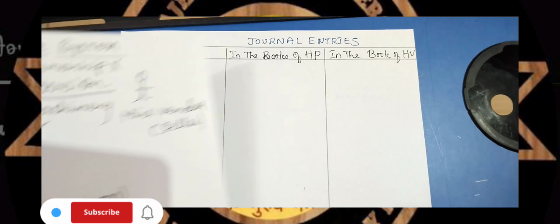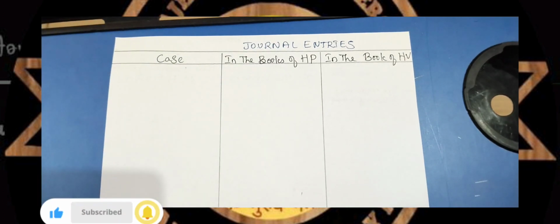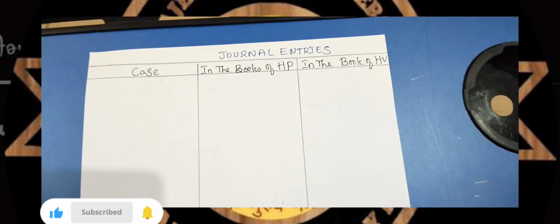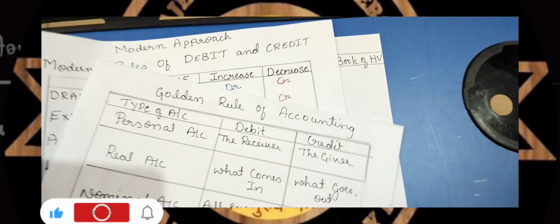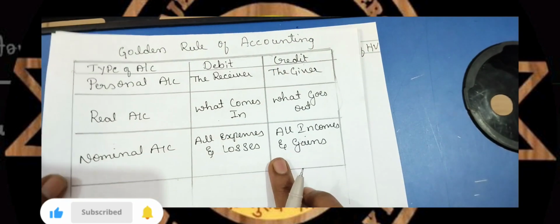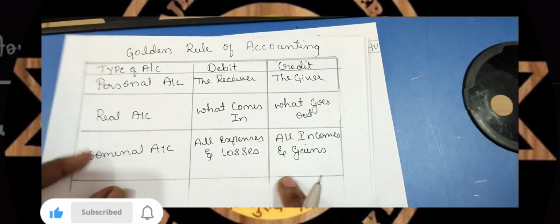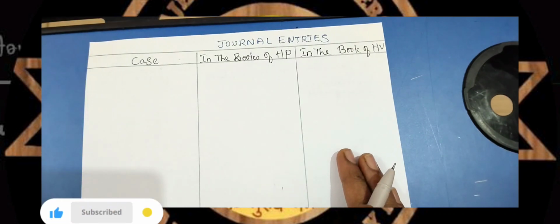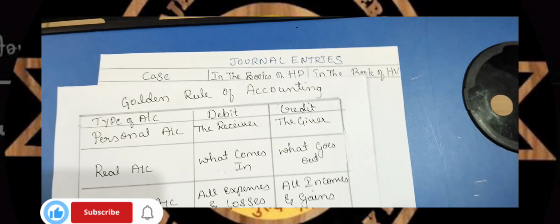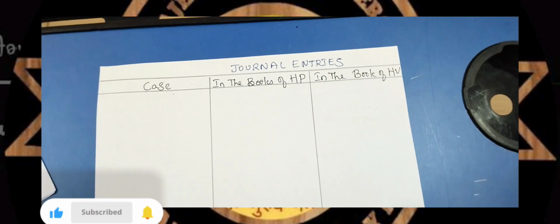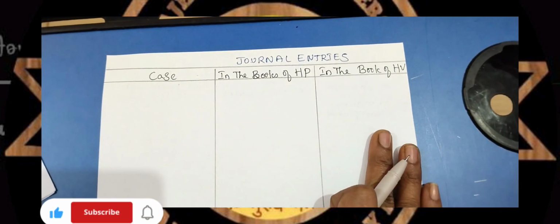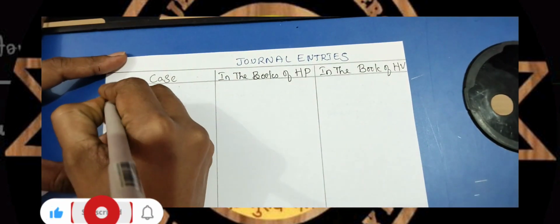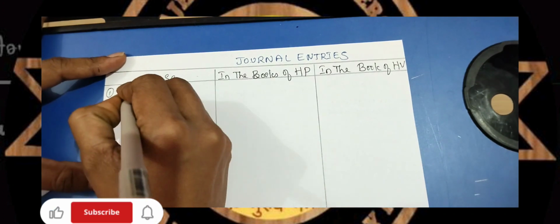Now we will understand how we pass the journal entries for this hire purchase system. We have understood the golden rules of accounting under the traditional approach and the modern approach, the rules of debit and credit. See, always use old is gold, the golden rule of accounting. That is best, but whichever you feel comfortable with, you can use. Now we will see the case. What is the first situation? The first situation is transfer.